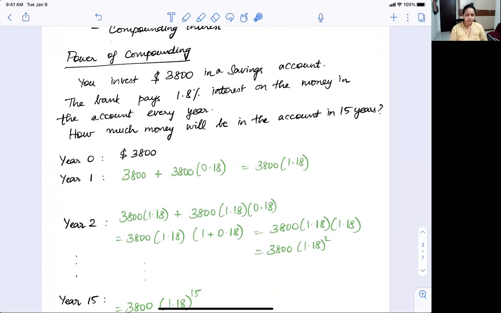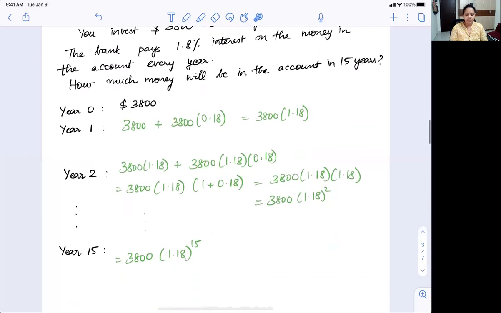Now let's work it out. In year 0, we have $3,800. At the end of year 1, we're going to have the money that we invested plus 1.8%, which is just 0.018, of the money we invested, which is given by this expression. And so collecting terms, we can write 3,800 times 1.018. In year 2, we start off with this money, and we're going to get an interest of 1.8% on the money that we have. Collecting terms again, we end up with this.